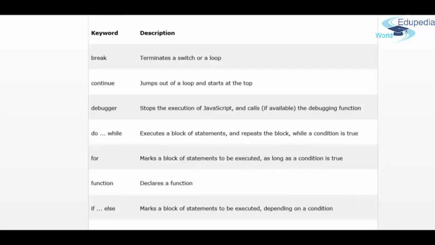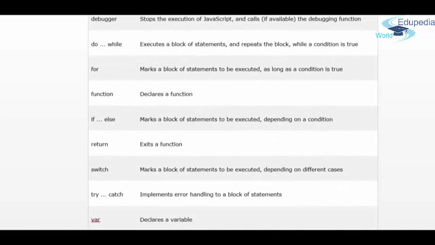Function declares a function, and then you have if else, which marks a block of statements to be executed depending on a condition. Okay, so if this is true, do this, otherwise do that. That's what it means. We just did function, which declares a function, in the previous lesson. Return exits a function. Switch marks a block of statements to be executed depending on different cases.